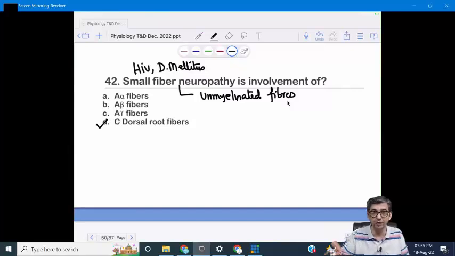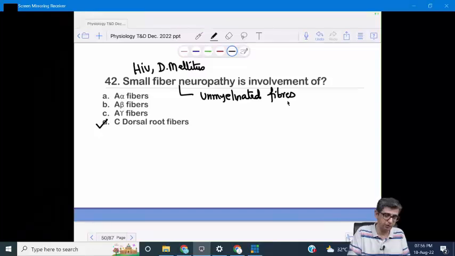I mean, if it was demyelination, then we would have answered it as primarily... if it was myelinated fibers, then the B complex group of vitamins would have worked, because here it is unmyelinated, so that is why it is dorsal root fibers. I did not deliberately put in this controversy, Malcolm.